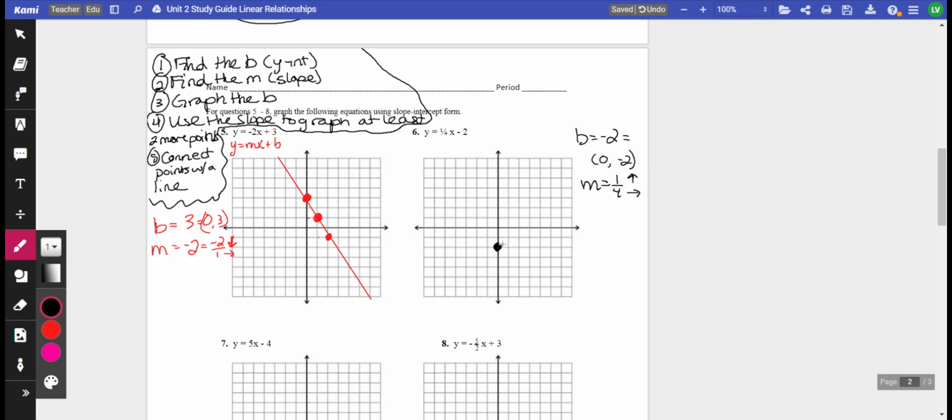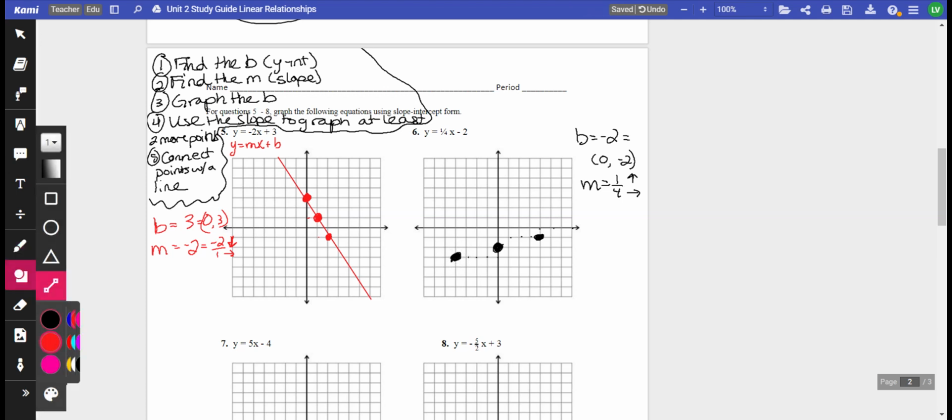And then I'm going to use the slope to plot at least 2 more points. So I'm going to go up 1 to the right 4. Okay, well, I can't go up 1 to the right 4, so I need to go back to my y-intercept and do the opposite. I need to go down 1 to the left 4. And then I'm going to draw a straight line through this.